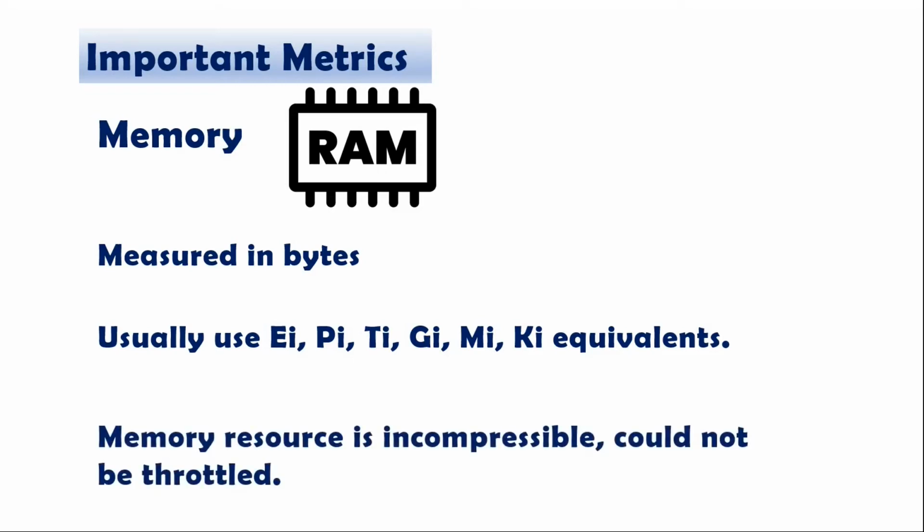One important thing I'd like to mention about memory is that it's an incompressible resource, so it cannot be throttled. That means if the memory usage of your pod goes beyond the limit, it goes beyond. So what happens after that? Well, your pod gets evicted from the node. In other words, your pod would be killed. And that's exactly what happened in our demo earlier. We'll talk about that in more detail later in this session.